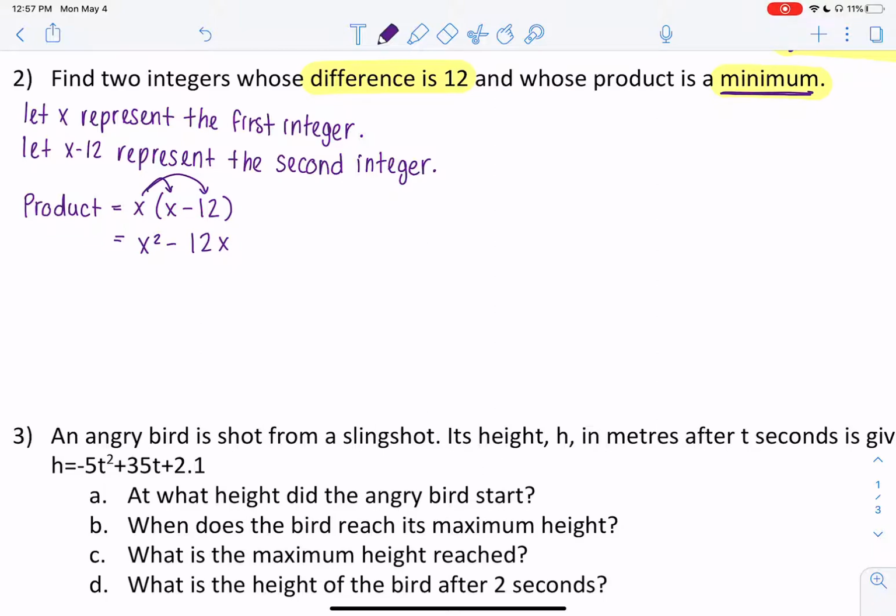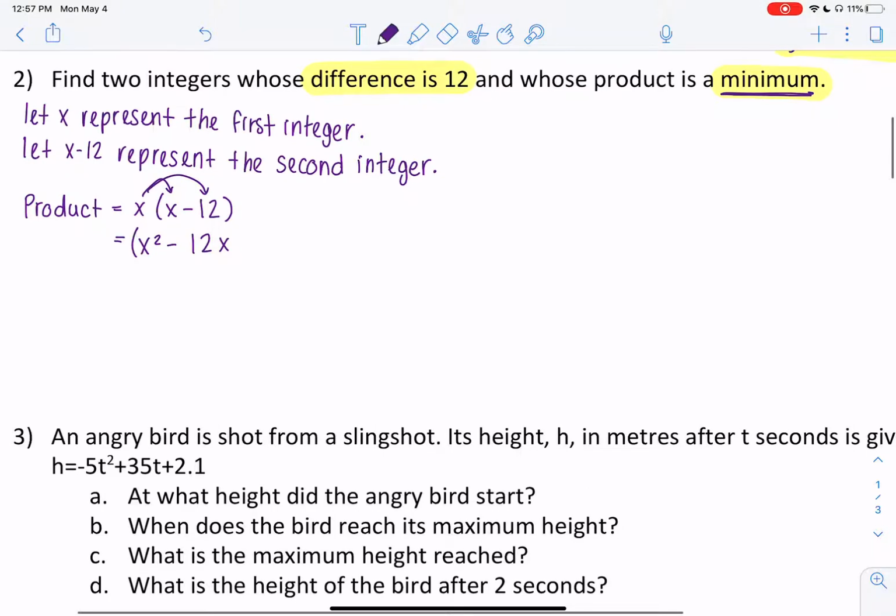So when I see that word minimum, it means I'm looking for the vertex. So anytime I'm looking for a minimum or the vertex, it means I'm completing the square. So first thing I do is I put brackets around my first two terms, and then I factor out as much as I can in front of that first term. Because it's just a 1, I just leave it. Now I need to find that magic number that turns this into a perfect square trinomial. So I use this thing here of -12 divided by 2 all squared. And that will give me 6 squared, which is 36.